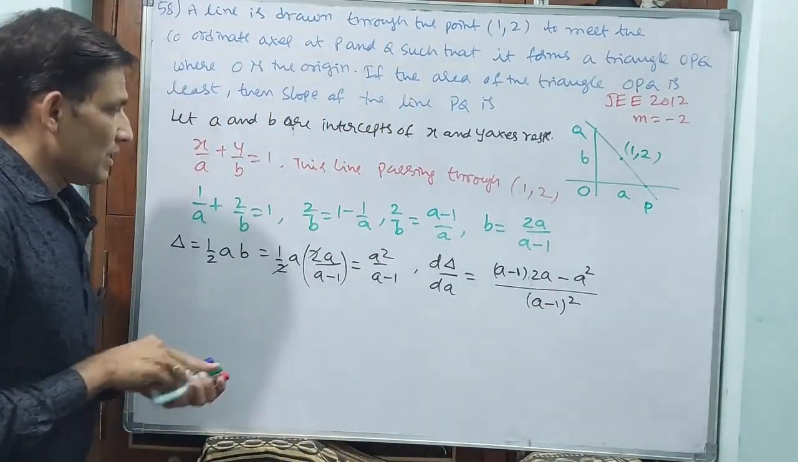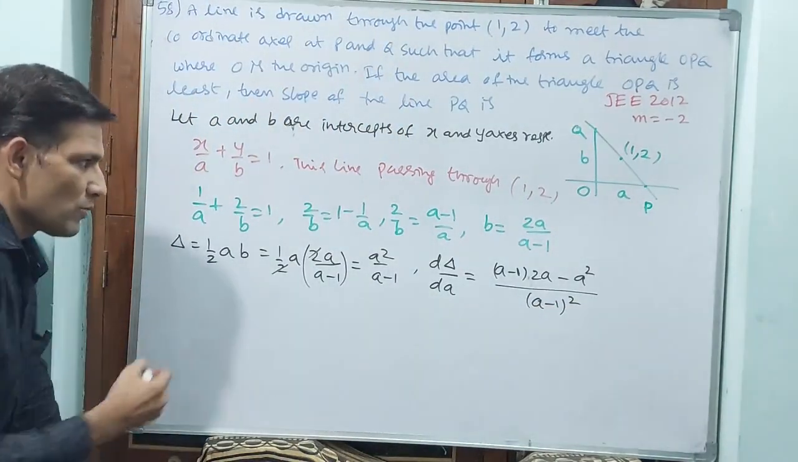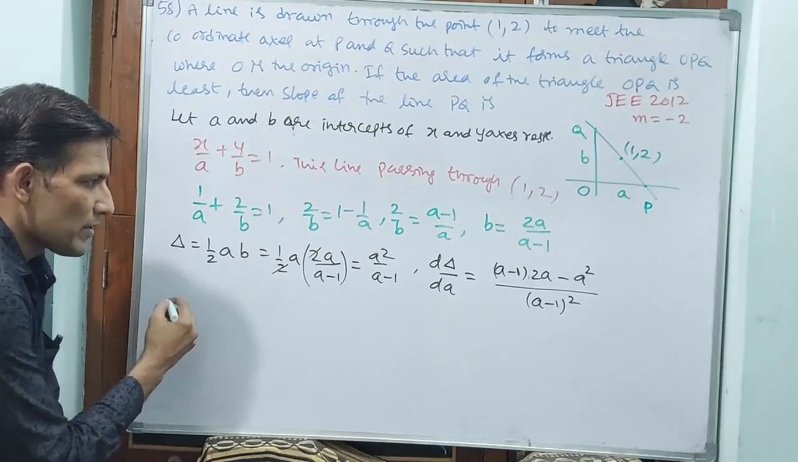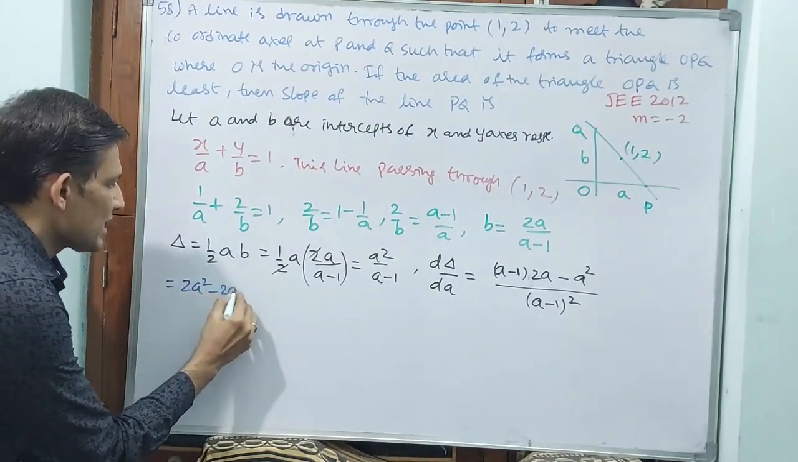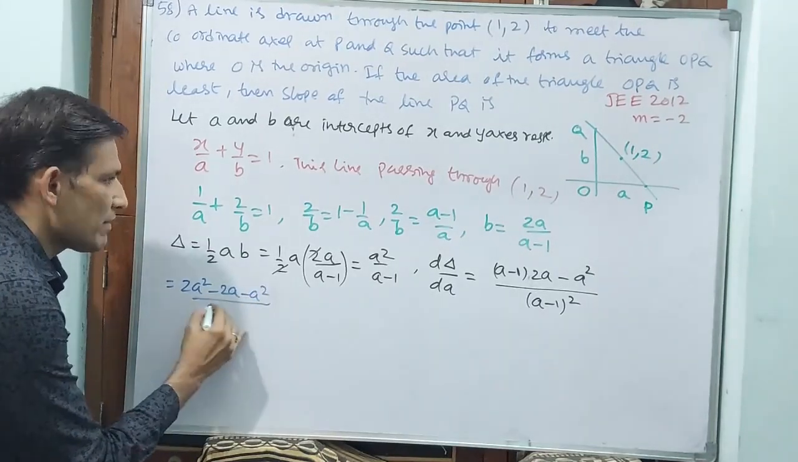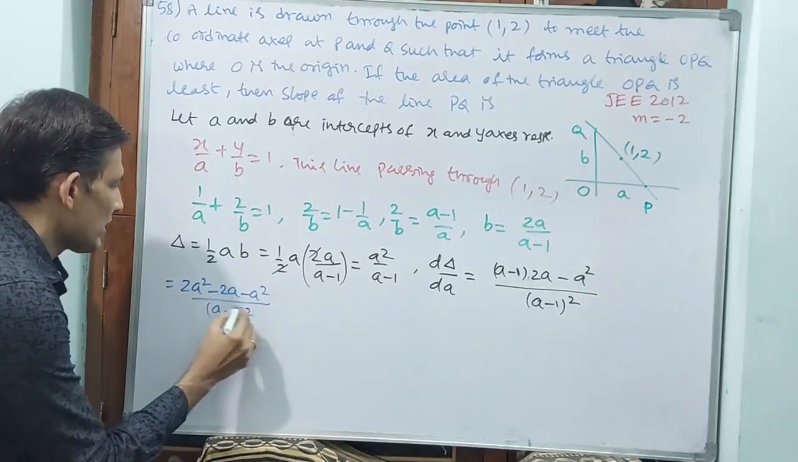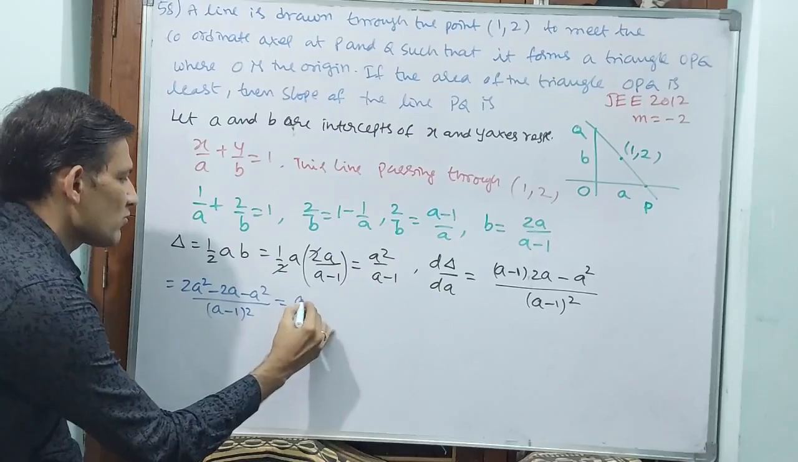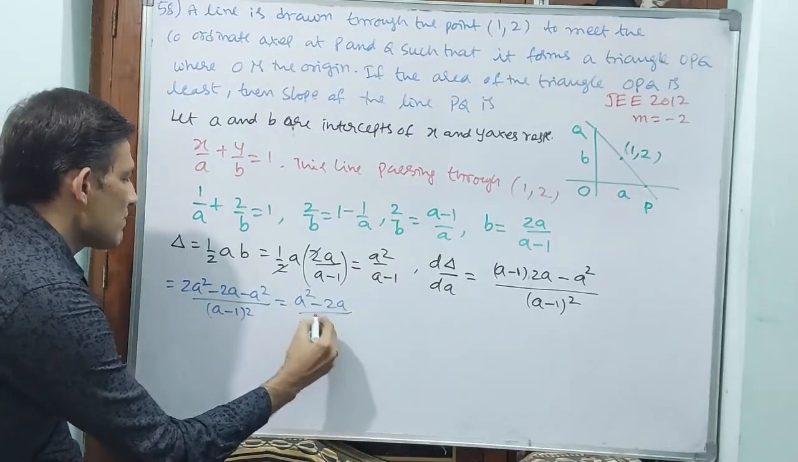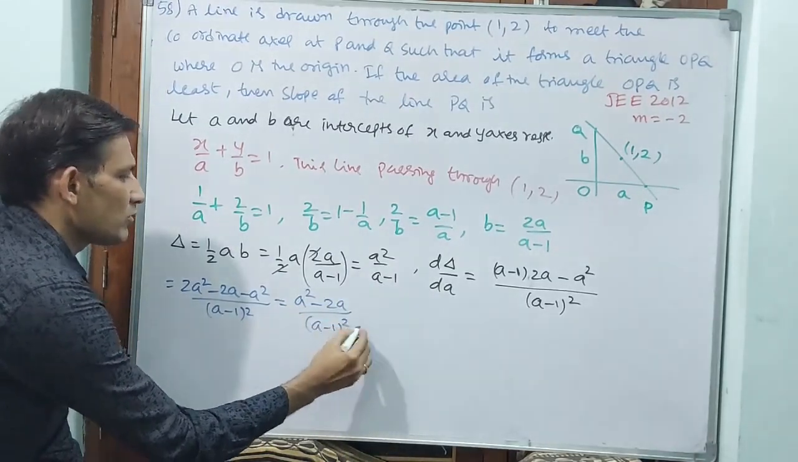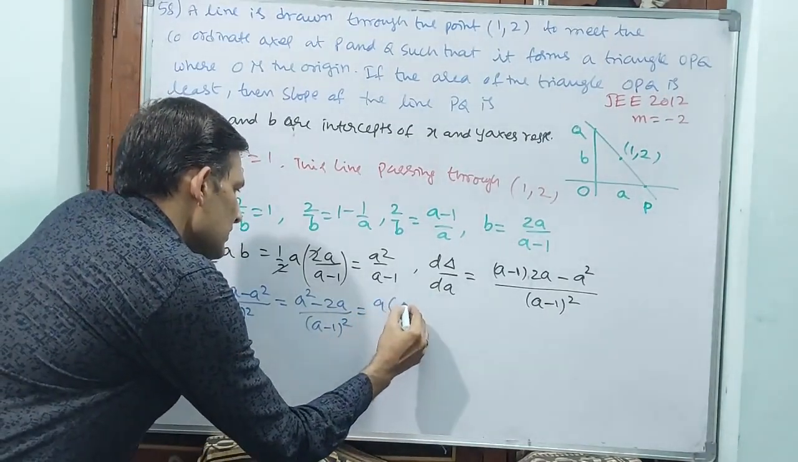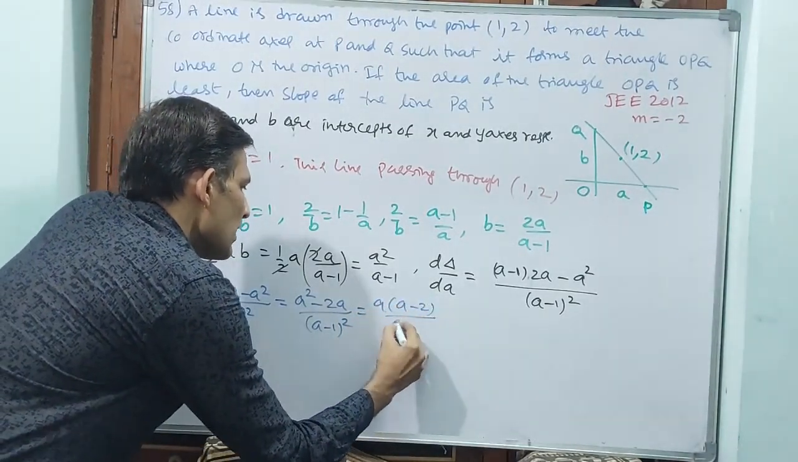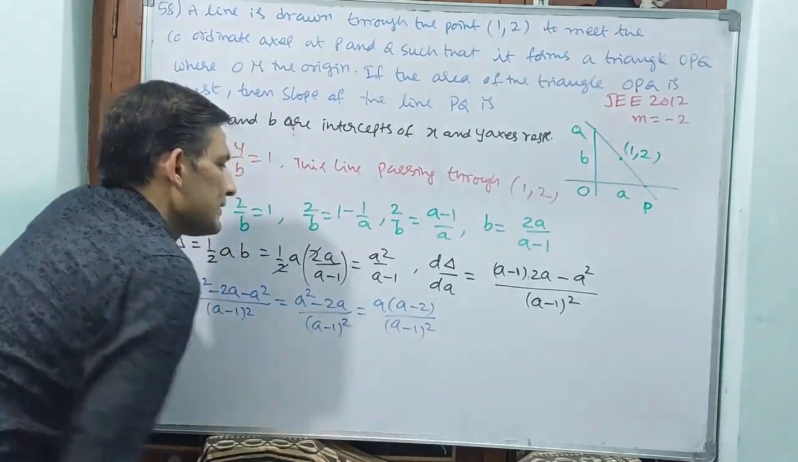Okay, a little bit of expansion you have to do. That is equal to (2A square minus 2A minus A square) by (A minus 1) whole square. That is equal to (2A square minus A square minus 2A) by (A minus 1) whole square, which is (A square minus 2A) by (A minus 1) whole square. Again you can take A common: A times (A minus 2) by (A minus 1) whole square.